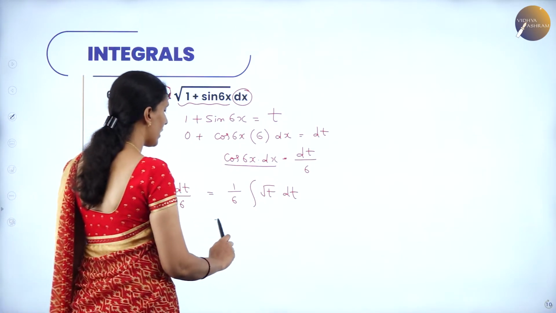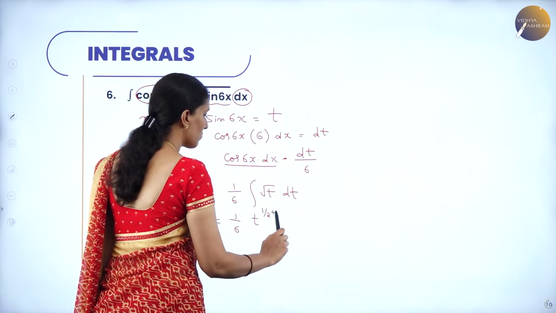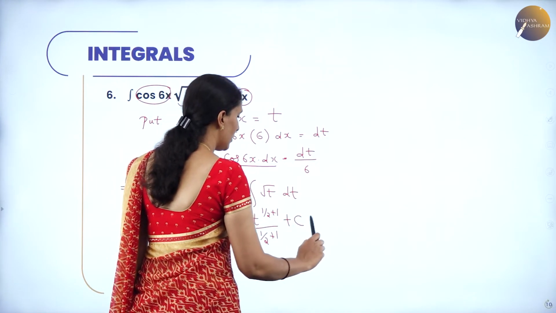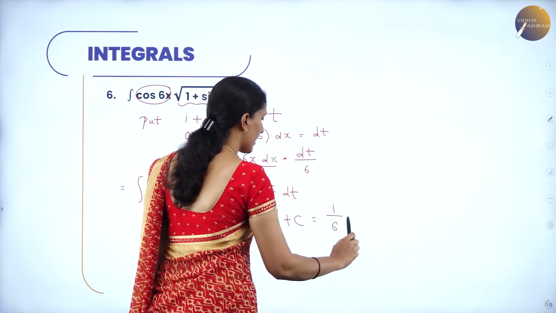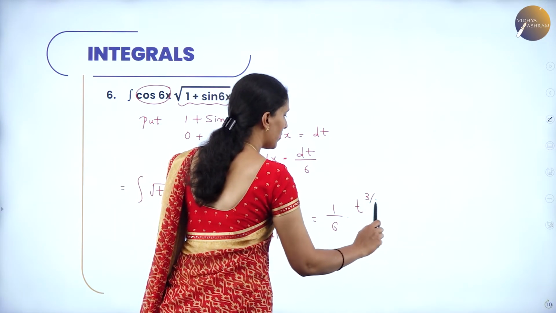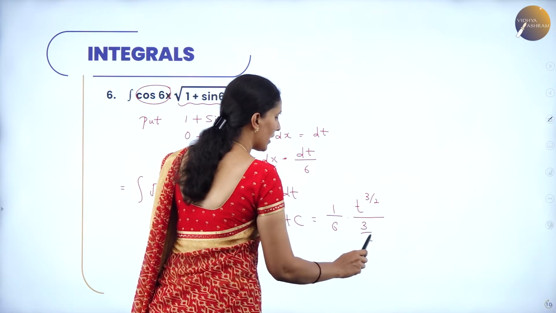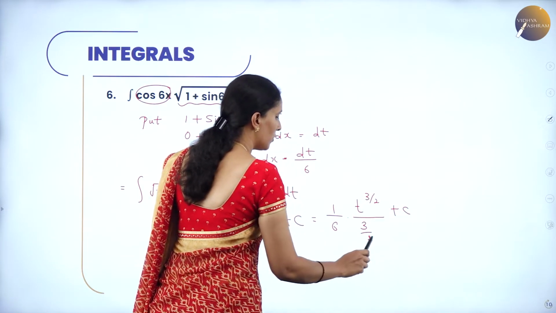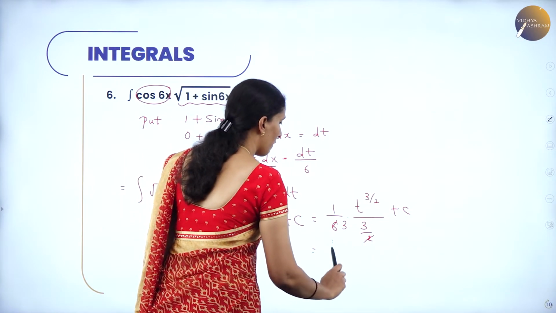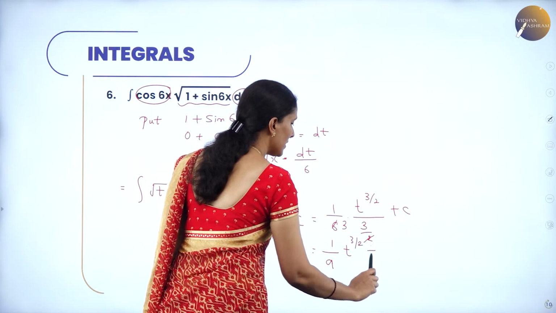So I can write it as 1 by 6 t to the power half plus 1 by half plus 1 plus c, which is nothing but 1 by 6 times, so half plus 1 is nothing but t to the power 3 by 2 divided by 3 by 2. So here I can cancel 2 ones are 2, 2 threes are 3. So this becomes 1 by 9 times t to the power 3 by 2 plus c.